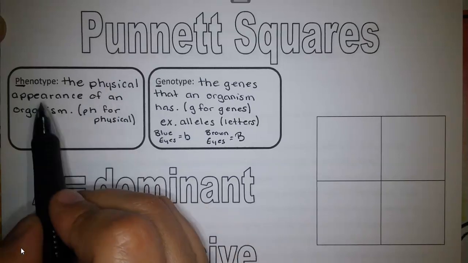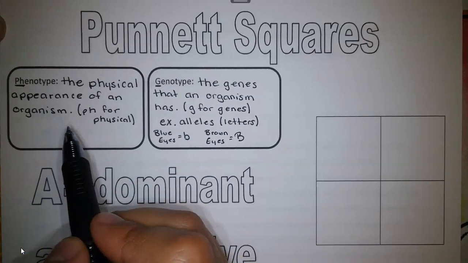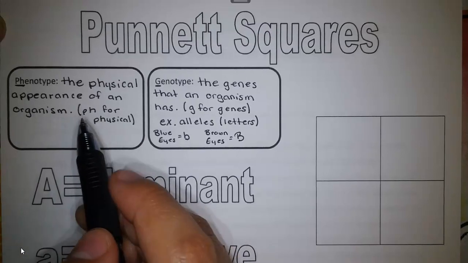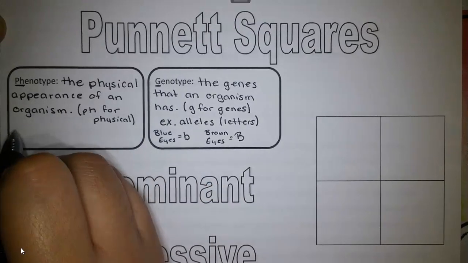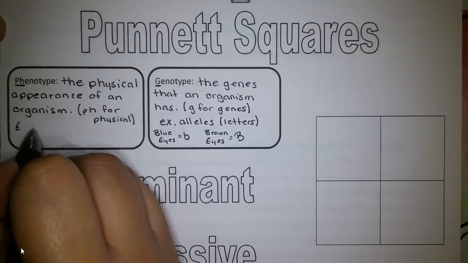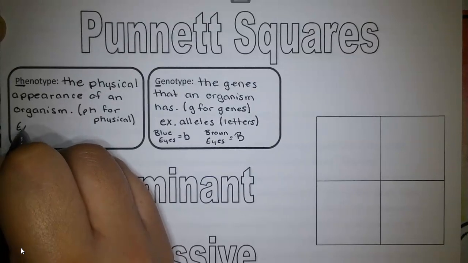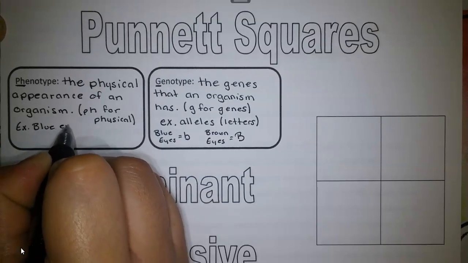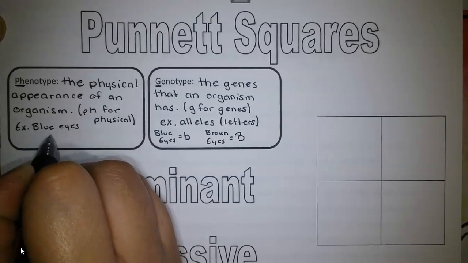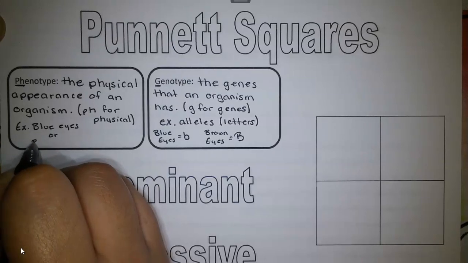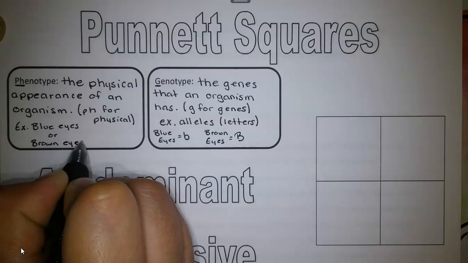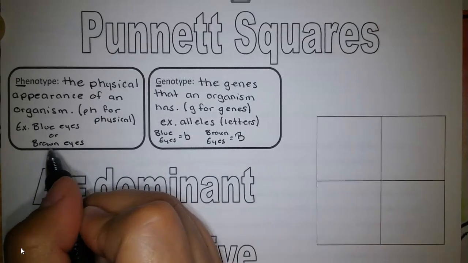Whenever I'm talking about the phenotype, I'm talking about how that organism is going to look, right? So it's either going to have blue eyes, or it's going to have brown eyes. Okay, that's what the or is.